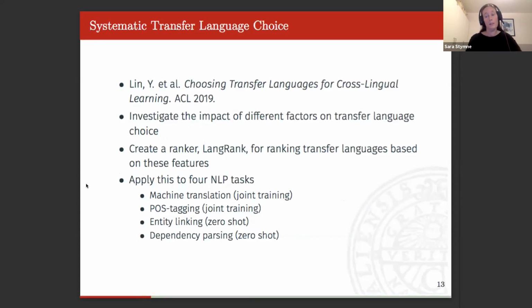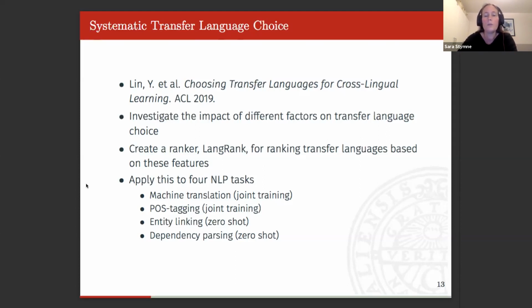So luckily, some people have actually investigated this in a systematic way. So I will spend a little time on a study by Lin et al. called Choosing Transfer Languages for Cross-Lingual Learning, which was presented at ACL 2019. I think this is a very nice study and one of the few that really looks at this issue in some detail. They investigated the impact of different factors on transfer language choice. They also created a ranker, which they call LangRank, for ranking transfer languages based on these features.